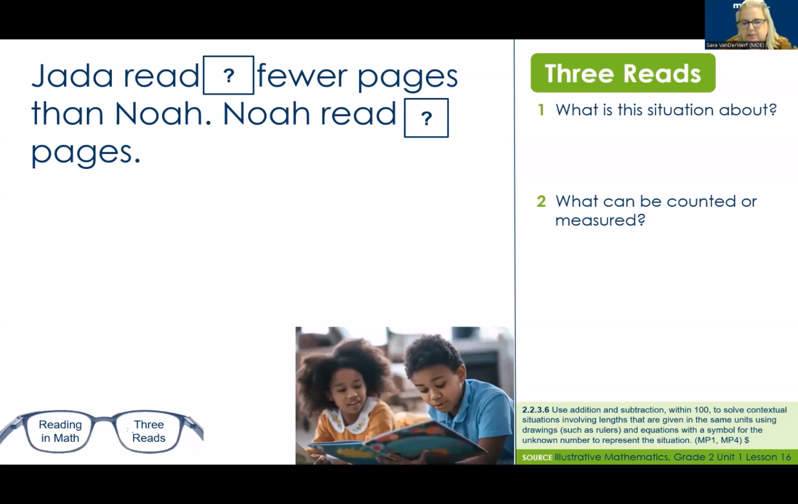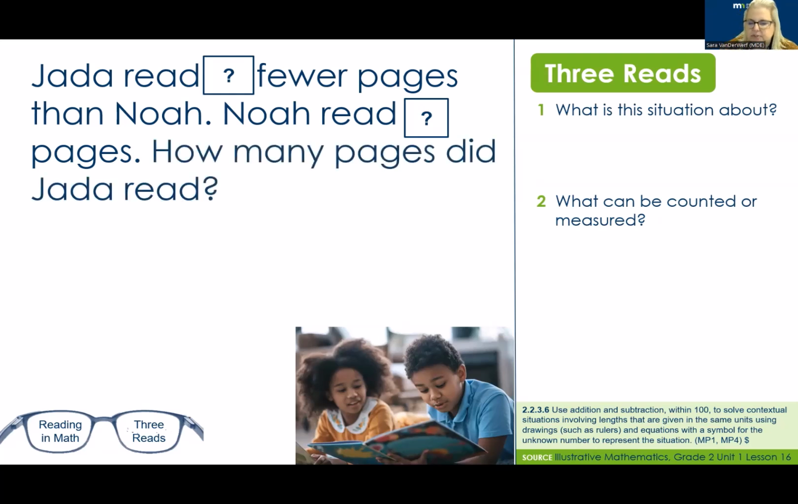We could count the number of pages. We can count the number of students. We could count how many books we're reading. Students will say it a lot. I will reveal the question and then we'll read it a third time and talk about how we might start the problem and how we might solve it.